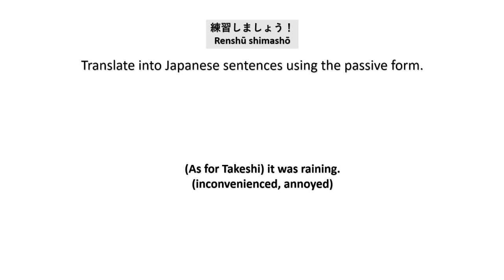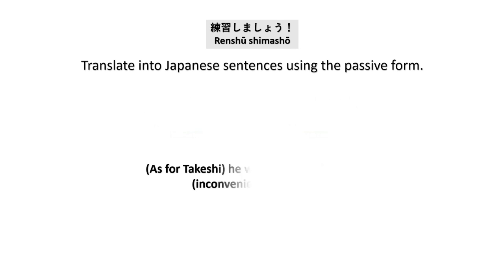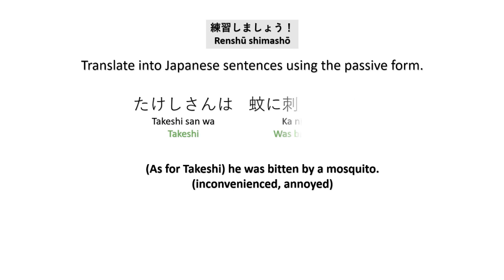So it was raining and Takeshi was inconvenienced. Takeshi-san wa ame ni furaremashita. So furaremashita comes from furu. As for Takeshi, he was bitten by a mosquito. Takeshi-san wa ka ni sasaremashita. So sasaremashita comes from sasareru, which comes from sasu, to bite.